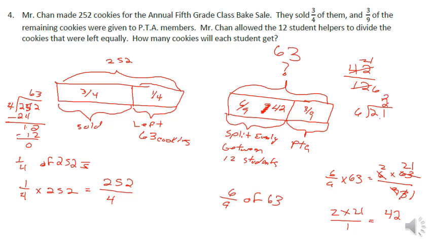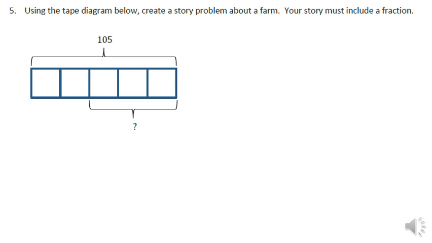6 will go into 21 3 times. 3 times 6 is 18. Leaves us 3. So it'll be 3 and 3/6. Which we know 3/6 is equal to 1/2, so it'll be 3 and 1/2 cookies each. So each one of the student helpers got 3 1/2 cookies.